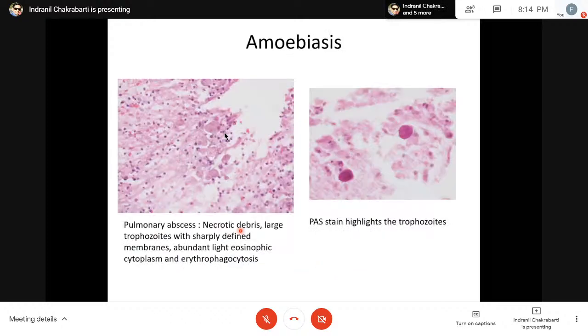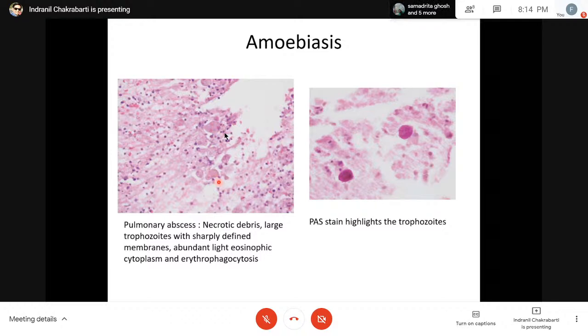So coming on to amebiosis, these are quite common in our country, and these are caused by Entamoeba histolytica. So what we get are pulmonary abscesses, and these organisms look very much like macrophages. So one should have a high index of suspicion.